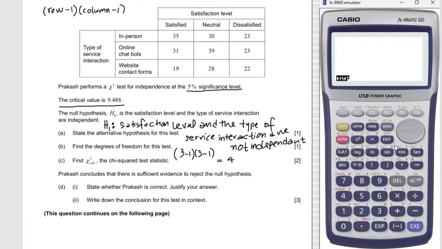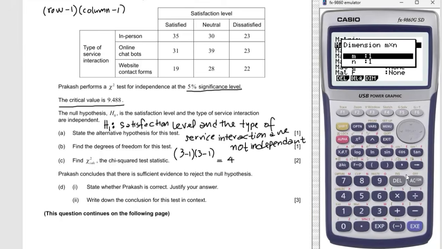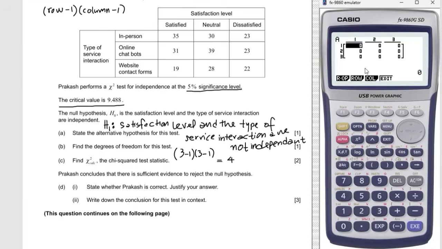Now follow these steps, right? First of all, you need to put in the matrix. Okay. So in the matrix, let's just execute, and it's asking for the dimension. Put 3 rows and 3 columns, and it will show you this matrix. Feed the matrix 35, 30, 23, and this is 31, 39, 23. Okay, the last row is 19, 28, and 22.